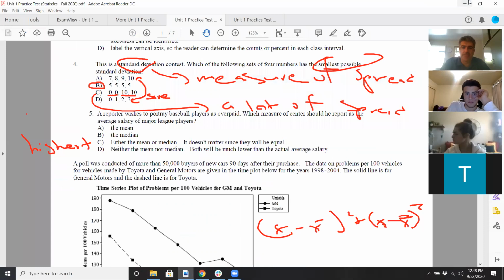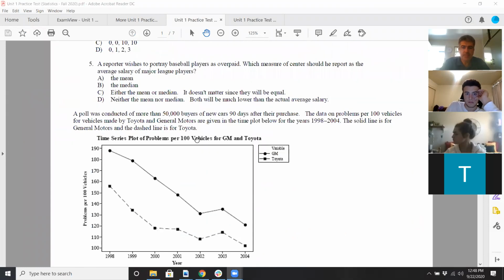Okay, let's keep moving. Number 5. A reporter wishes to portray baseball players as being overpaid. Which measure should he report as the average salary of major league players? Well, you could do the mean. The problem is that, like in the NFL, does anyone know what the highest salary is for an NFL football player? I know it's a different sport. If you don't know sports, you'll be really blown away when you hear this number.